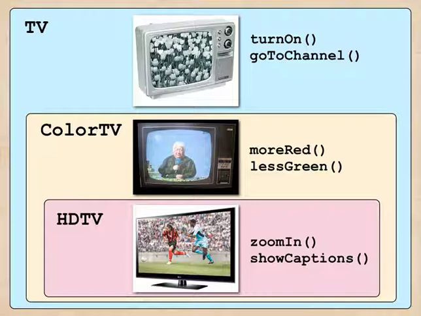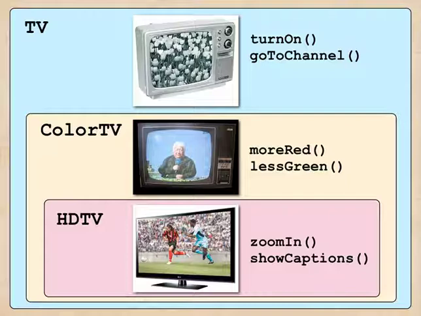If we send it the message more red, the HDTV passes that up the line to the color TV, who handles it. And if we send the HDTV the message turn on, it says, I don't know what to do with that. It hands it to the color TV, who says, I don't know what to do with that. It hands it on to the TV, and that executes the message turn on. So conceptually, inside every HDTV is a color TV, and inside every color TV is a regular TV.